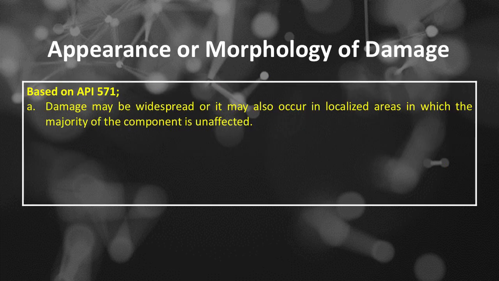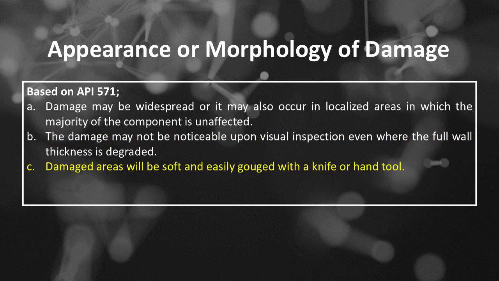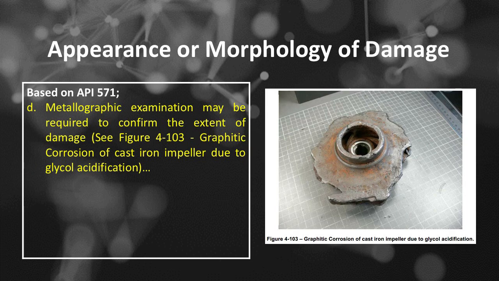Appearance or morphology of graphitic corrosion damage based on API 571. Number A, damage may be widespread or it may also occur in localized areas in which the majority of the component is unaffected. Number B, the damage may not be noticeable upon visual inspection even where the full wall thickness is degraded. Number C, damaged areas will be soft and easily gouged with a knife or hand tool. Number D, metallographic examination may be required to confirm the extent of damage.